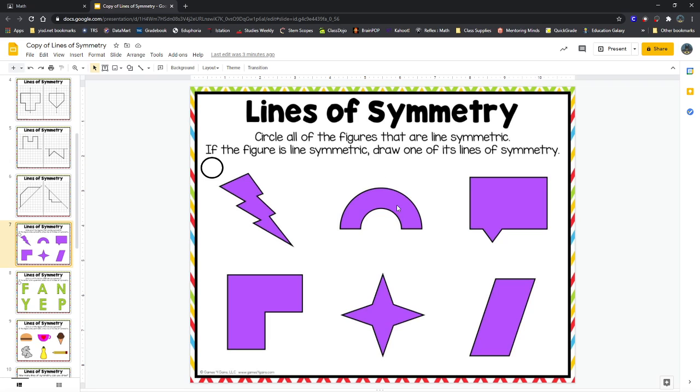What about the next one, my rainbow shape? Who can tell me for the rainbow shape? Does it have a line of symmetry or not? Jadine? Down the middle. So if I draw a line going up and down, so vertical, I have a line of symmetry. I could fold my rainbow and both sides would match.